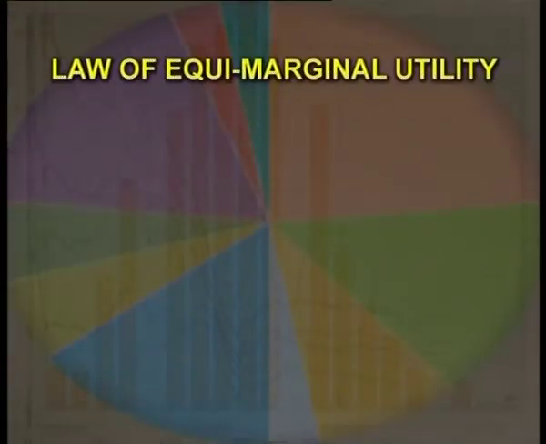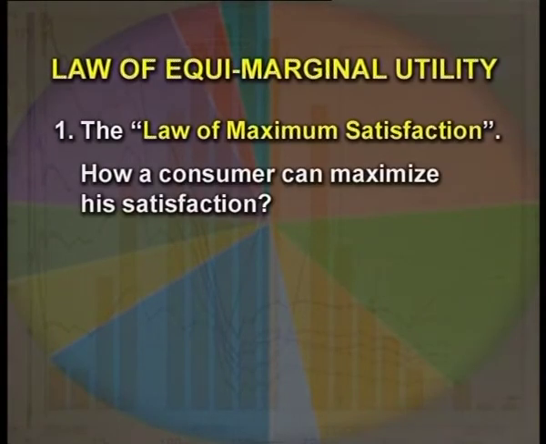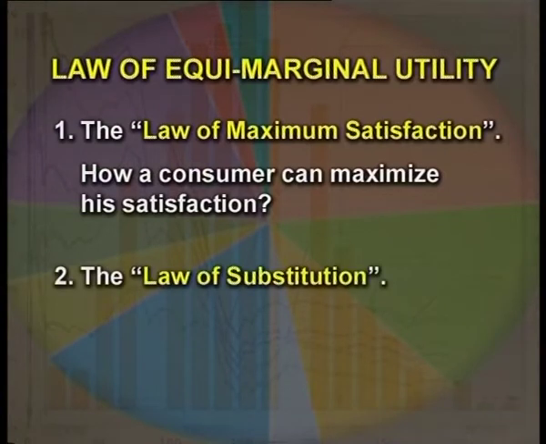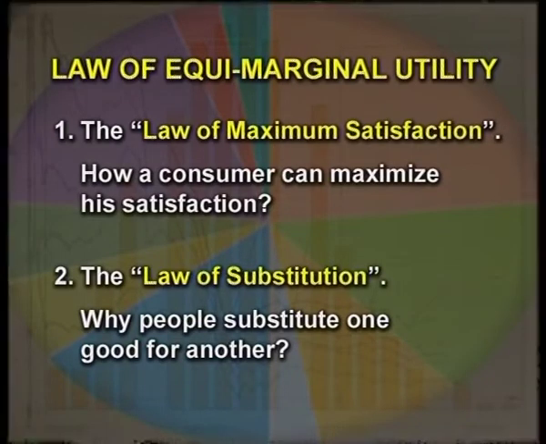This law is called by different names. It is also known as the law of maximum satisfaction because it helps us to understand how a consumer can maximize his satisfaction. And it is also known as the law of substitution because it helps us to understand why people substitute one good for another. And therefore, whether it is called the law of equi-marginal utility or the law of maximum satisfaction or the law of substitution, they all mean the same.